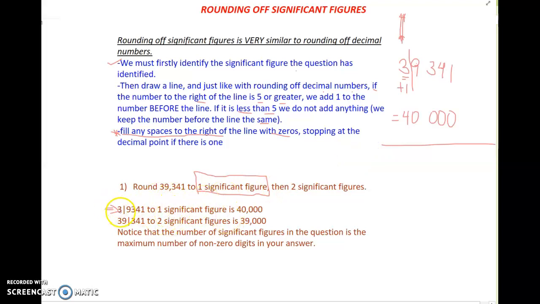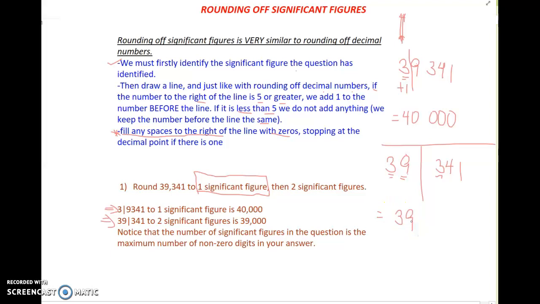So for one significant figure, we added 1 to the 3 here. Like in the second one here, it's two significant figures. So let me rewrite the number now: 39,341. You want to round it to two significant figures. So identify your first two significant figures. We already know that 3 is the first one and 9 is the second significant figure, so draw a line after that. Look at the number to the right of the line. The number is 3, and we know 3 is less than 5, so we leave the number before the line, the 9, as is. So you're going to put 3, 9.